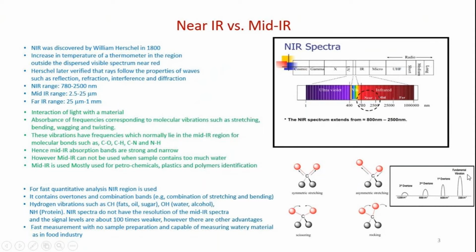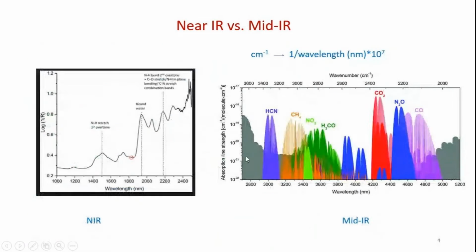So you have the fundamental absorption, which is in mid IR, and then in the near IR, you have the first overtone, second overtone, and third overtone. Here is a comparison between the near IR and mid IR, and you can see that the near IR spectrum contains the overtones and combination bands, and is so much more complicated to analyze as compared to the mid IR, which is quite distinct and intense in signal level. So you need to use chemometrics to decipher the meaning of the near IR spectrum and understand what's going on.